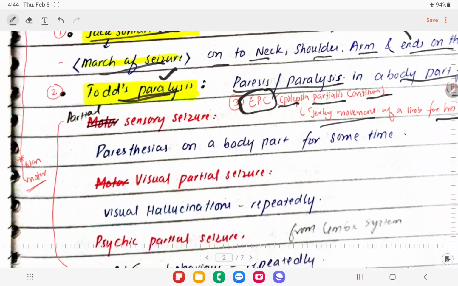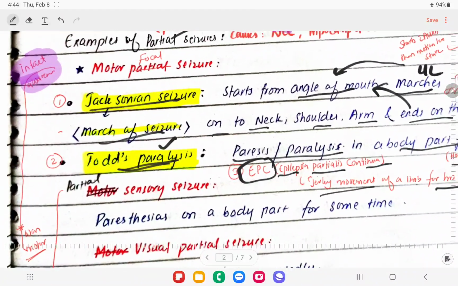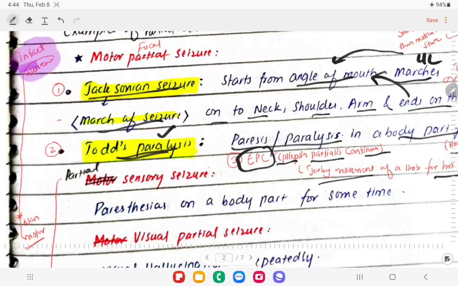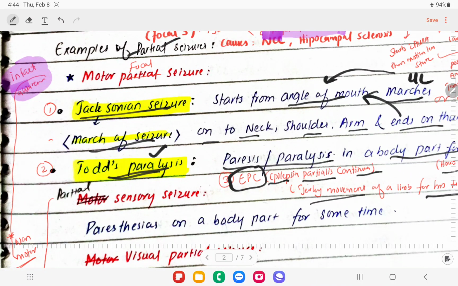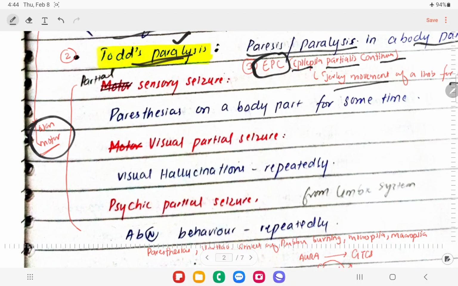So all right, these are the types of motor seizures, basically motor focal seizures. So let's talk about non-motor types of focal seizures. We'll have sensory seizures, and sensory seizures will include the visual seizures. We can have the psychic seizures. So these are the non-motor.